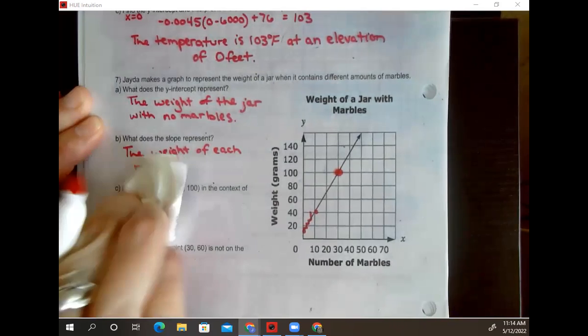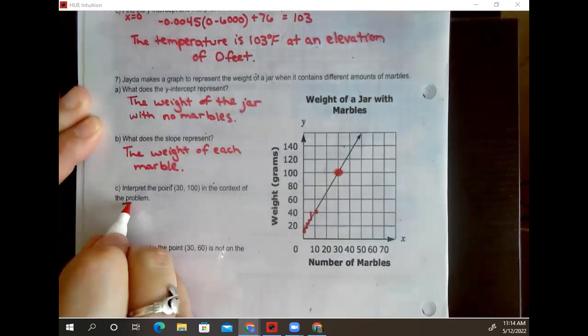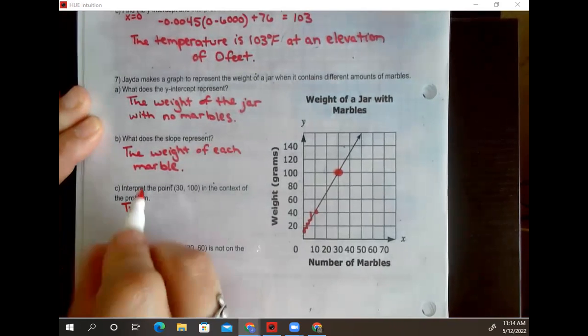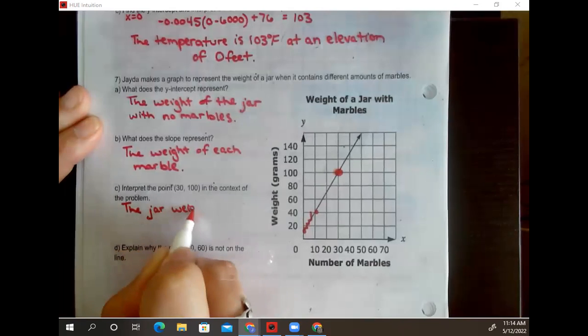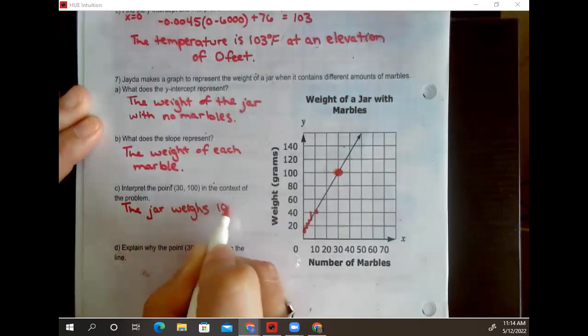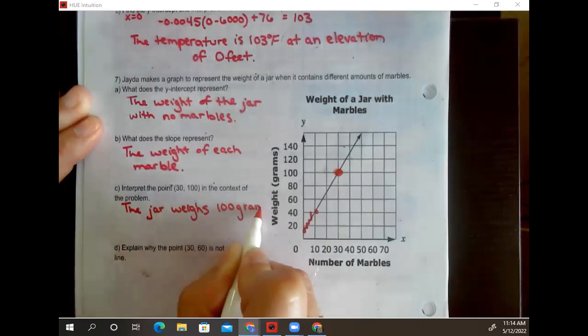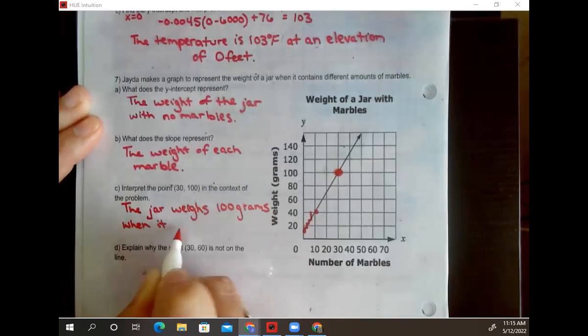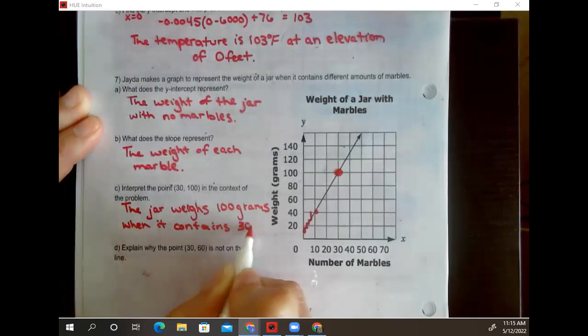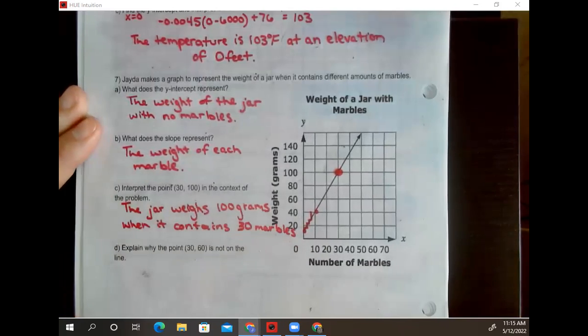I'm actually going to phrase this a little differently. Sometimes the way that you word things can be a little awkward, even if it's technically correct. We'll say the jar weighs 100 grams when it contains 30 marbles. Or when the jar has 30 marbles, it weighs 100 grams. Either of those would work.